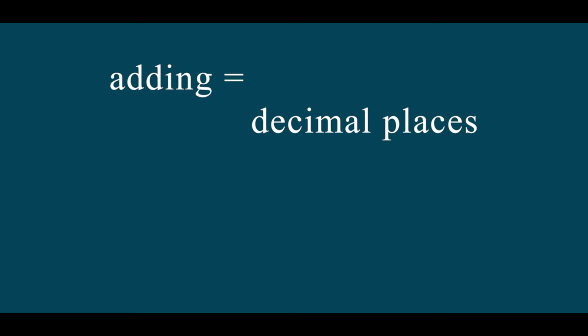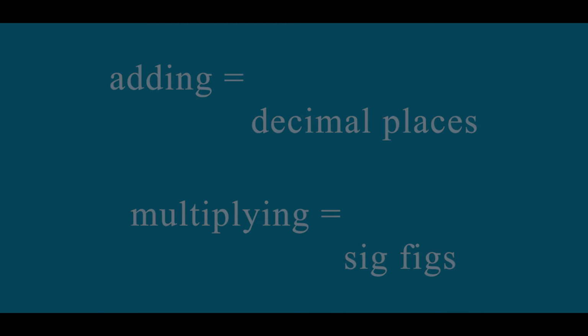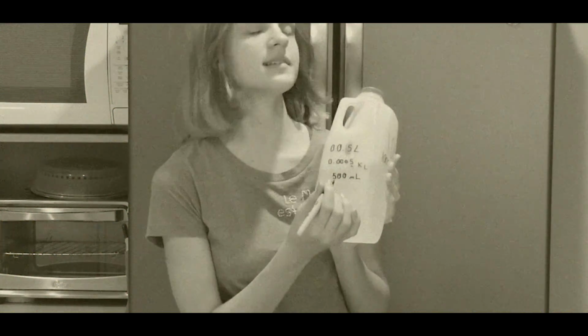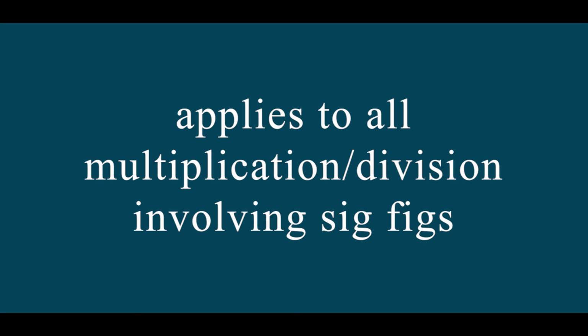In contrast to adding, multiplying is based on the total number of sig figs for each value. For example, to bring it back to my sample problem in part 1, if I multiply 0.5 liters by 1,000 to make it into milliliters, the number of sig figs would clearly need to stay the same because the measurement doesn't become any more accurate. This applies to any type of multiplication or division with sig figs.